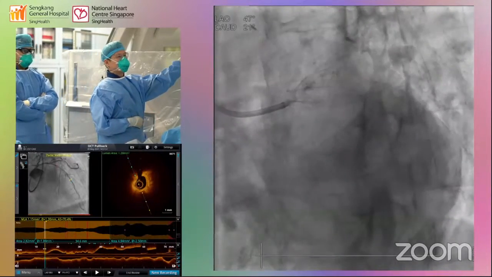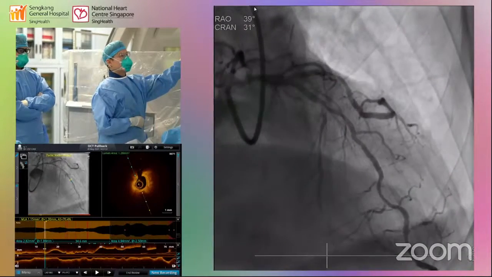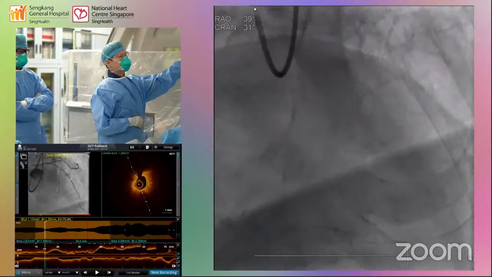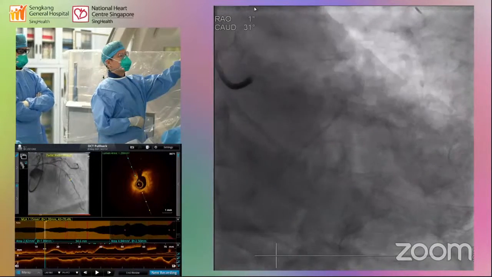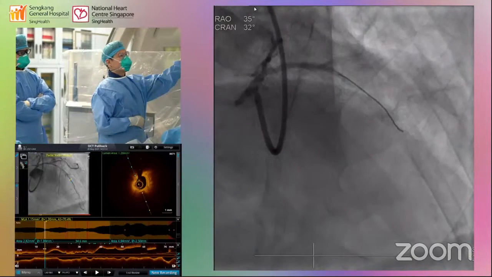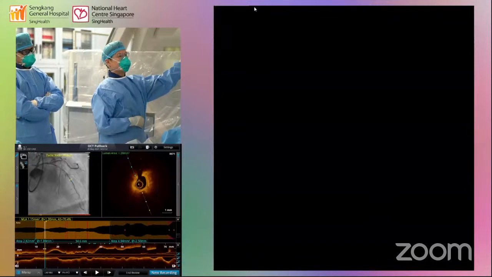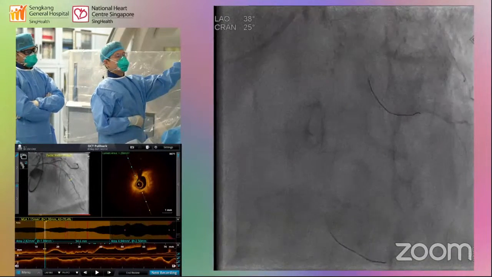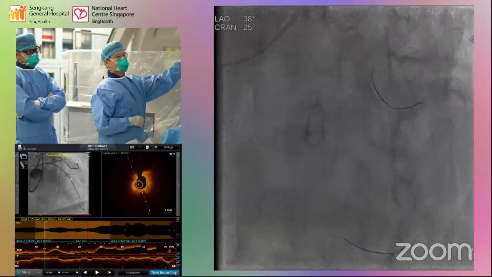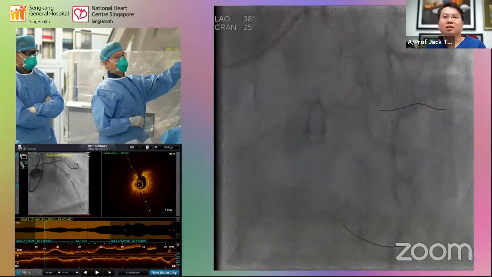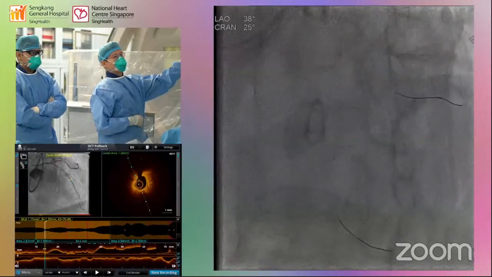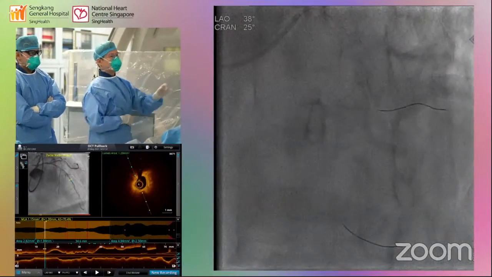So this is the RAO cranial view. I'm going to show how far down I actually wire down the diagonal and the LAD. So we see 2 wires, one in the distal LAD, one in the diagonal. You can see how far down I have to go using the LEO cranial views.